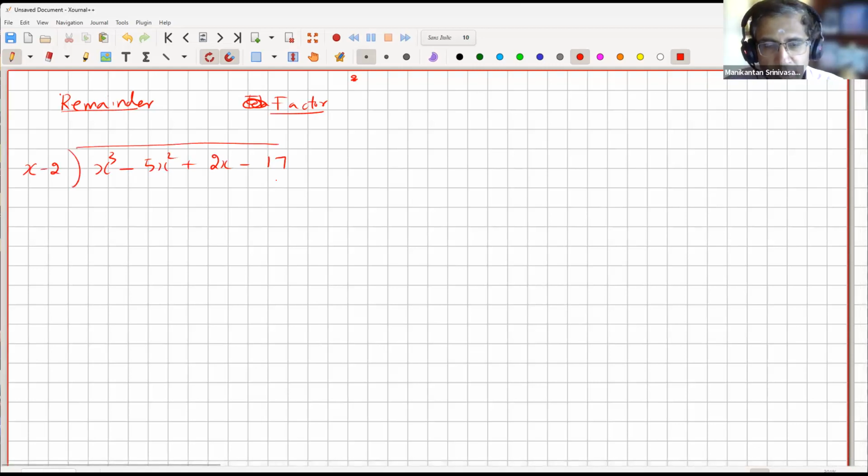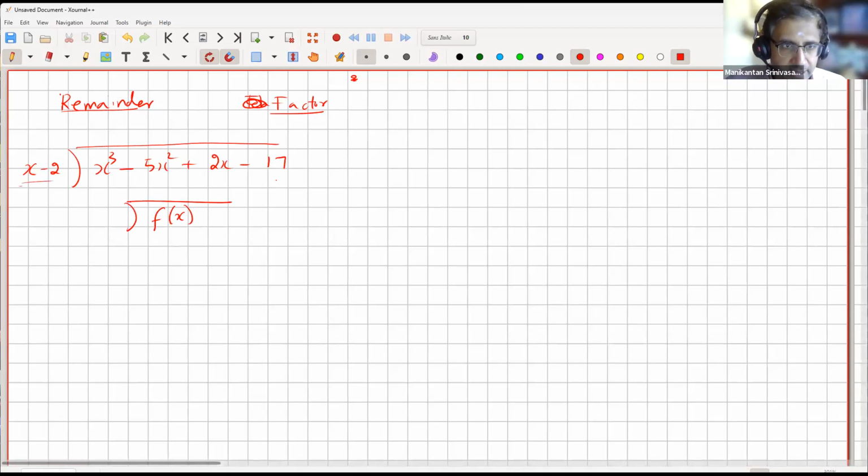Suppose I don't care what the quotient is, then I can save myself all the trouble of dividing, be it long division or synthetic division. Suppose my focus is only on the remainder. Let's say this is f of x. I'm dividing f of x by some divisor, d of x. Ideally we'll get a quotient here, and then finally we'll get a remainder here.